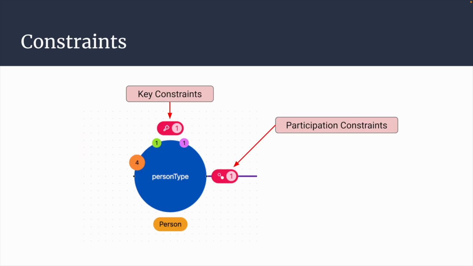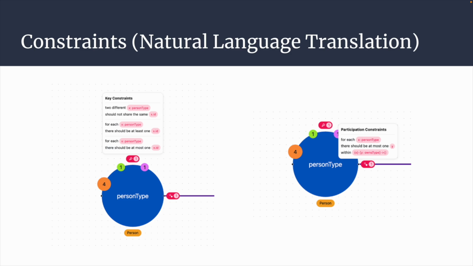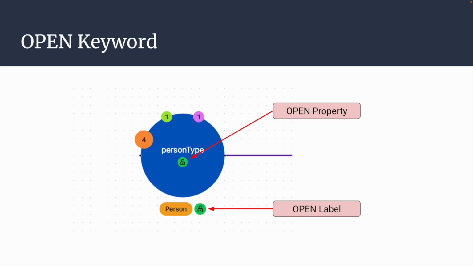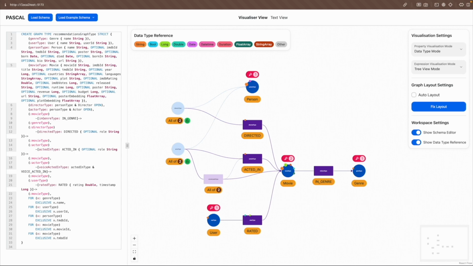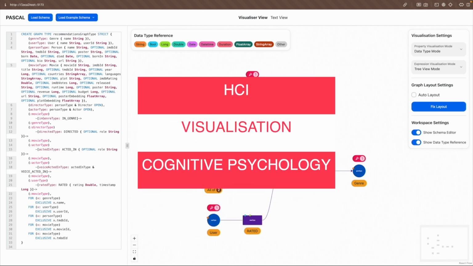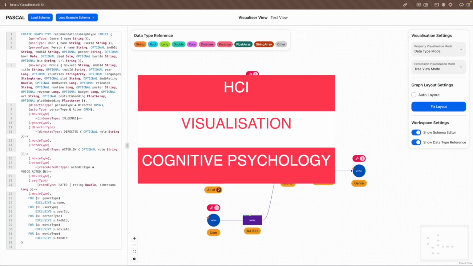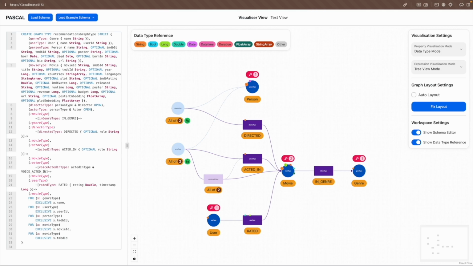Constraints are represented as red pills. They are translated into natural language for easier interpretation. Lastly, the open keywords are represented as green circles with an unlock icon. Next, we will see how the HCI, visualization, and cognitive psychology theories are incorporated into PASCAL.